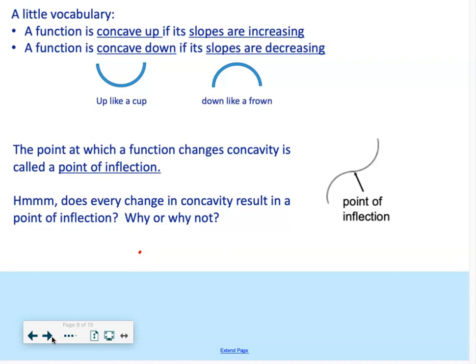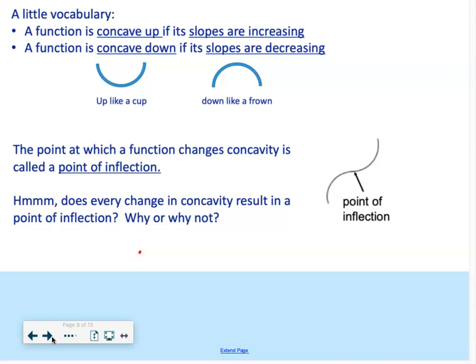The spot where the concavity changes is called a point of inflection, or an inflection point. So we say point of inflection. Okay. So, point of inflection is where the graph changes concavity. For example, if this went concave down to concave up, that would be a point of inflection.